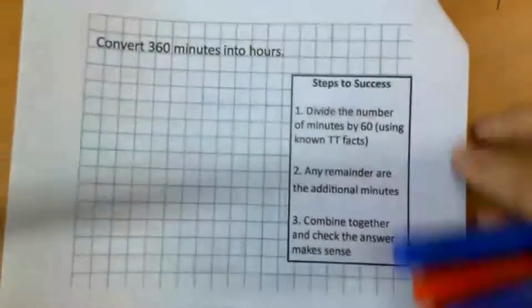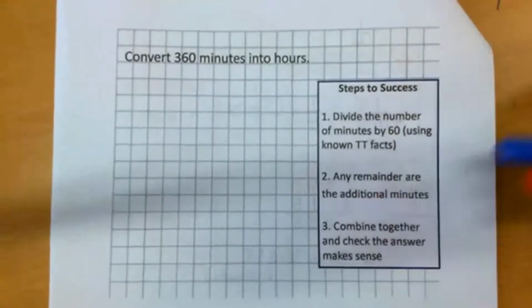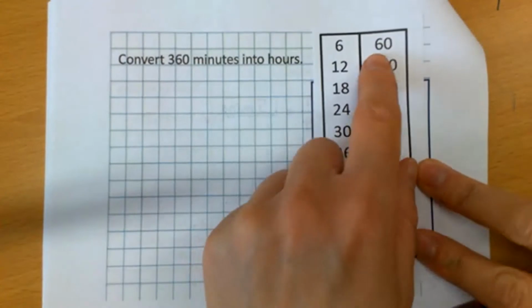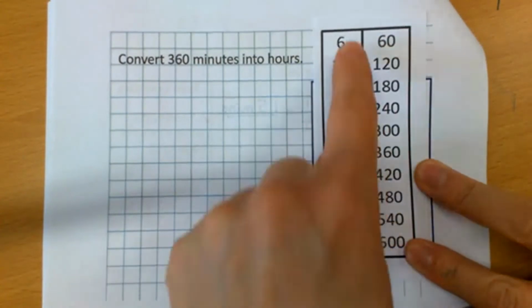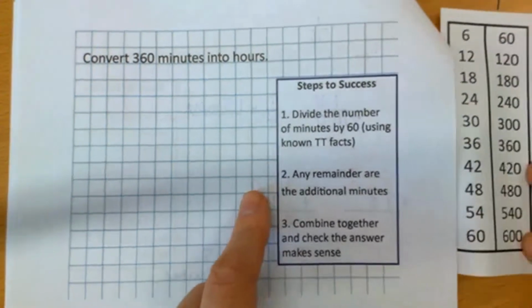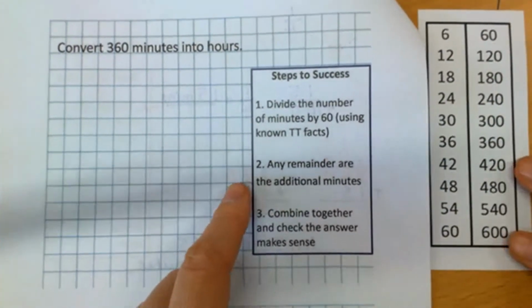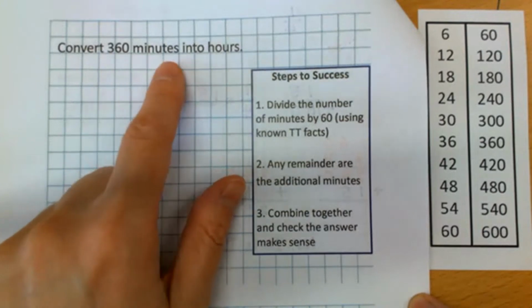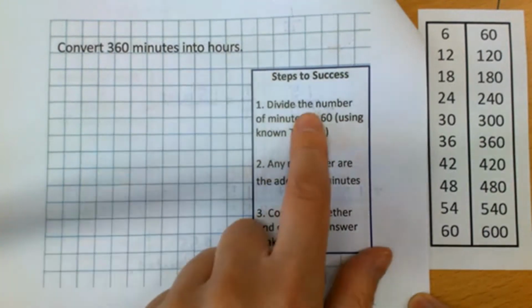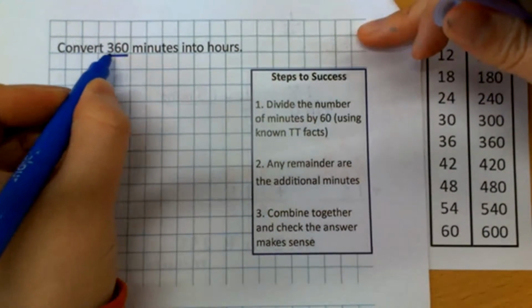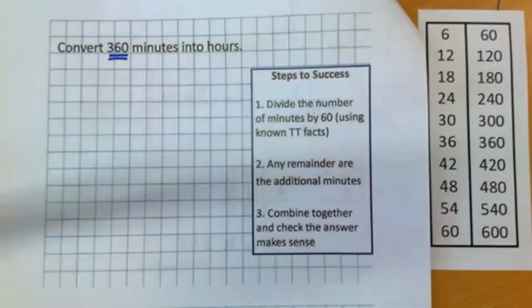So instead of writing my 6 times tables, I'm going to have my grid here, which tells me. And I'll put that over here. Okay, so I'm going to convert 360 minutes into hours. First of all, I've got to divide the number of minutes by 60.